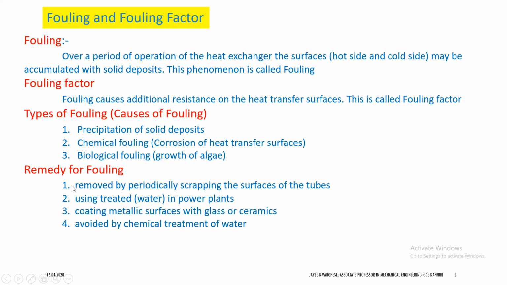The first type of fouling, like precipitation of solid deposits, can be removed periodically by scraping the surfaces of the tubes. Normally heat exchanger tubes will be constructed as a removable type. You can take it out, clean it, and then place it back. Or in most cases, we can actually remove the cover. Then you can use a scrubber or something to clean it.